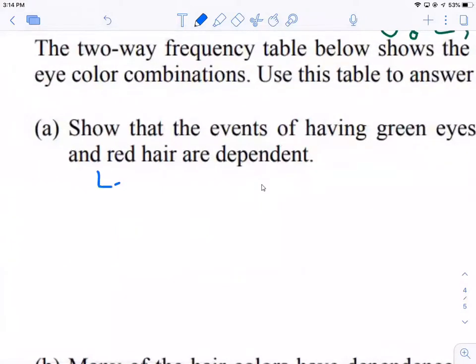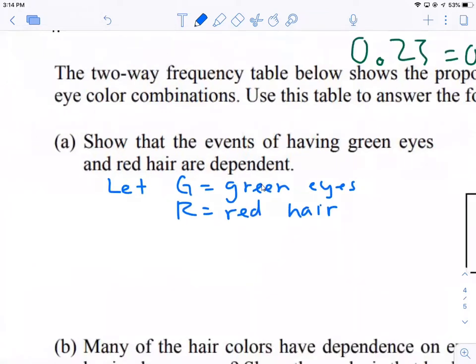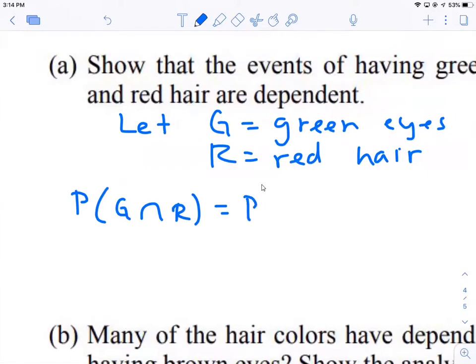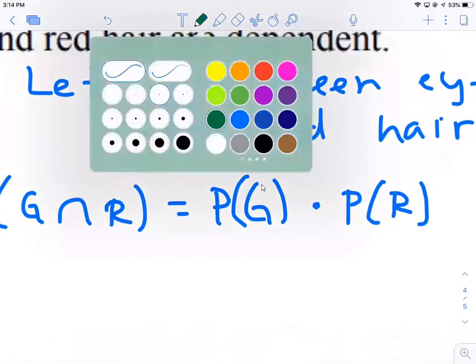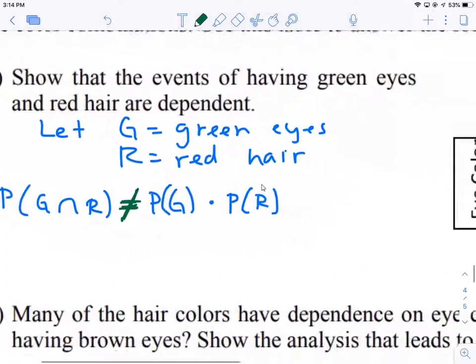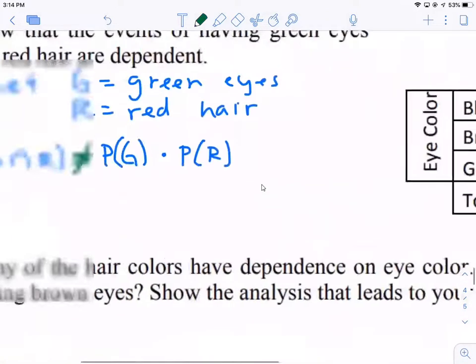So first of all, I'm going to say let G equal having green eyes, and let R equal having red hair. So if they were independent, then we can say the probability of having green eyes and red hair is just the product of the 2 individual probabilities. Because we want to show they're dependent, we want to show that these are not equal, right? So what's the probability of having green eyes and red hair? 0.15, 15%.